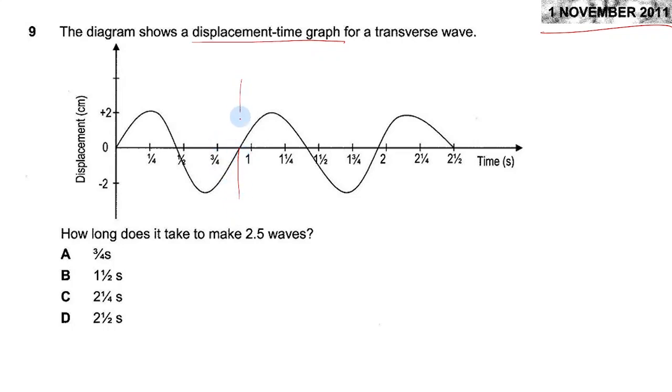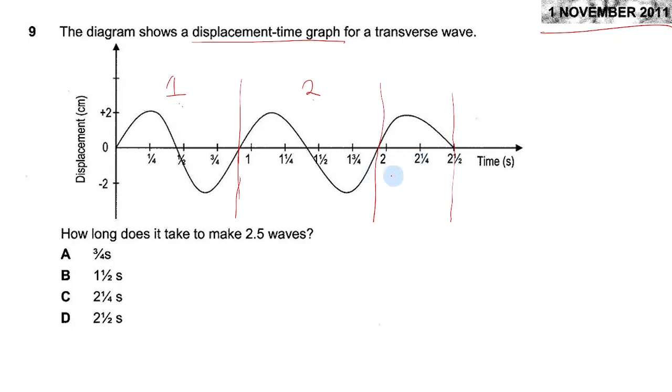So from here, this is one wave. We have made one wave. Then from here up to here again, we have made another wave. That is a complete wave. Then up to here, this is half. Now here it's not complete, it's just like half. So from here to here is half.